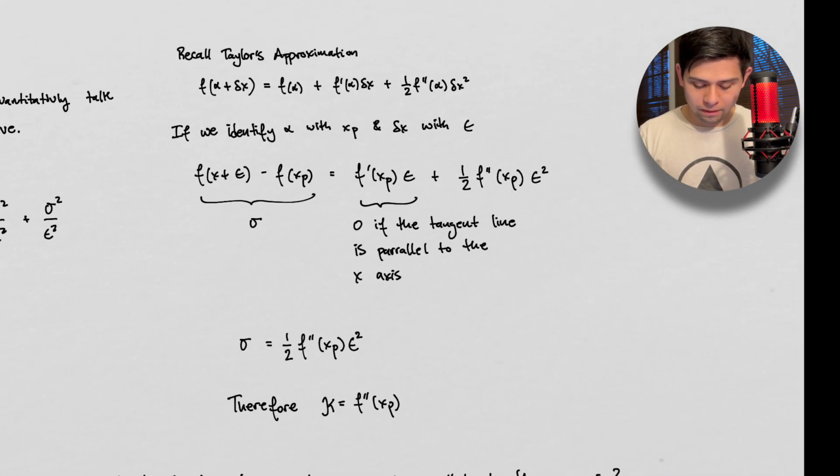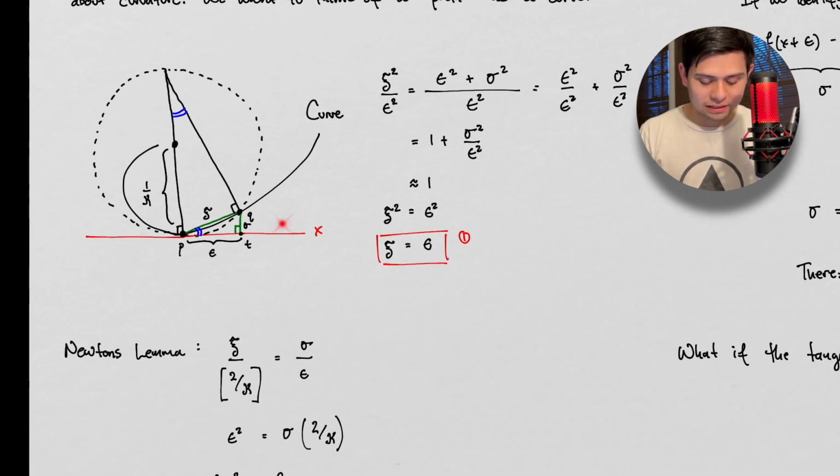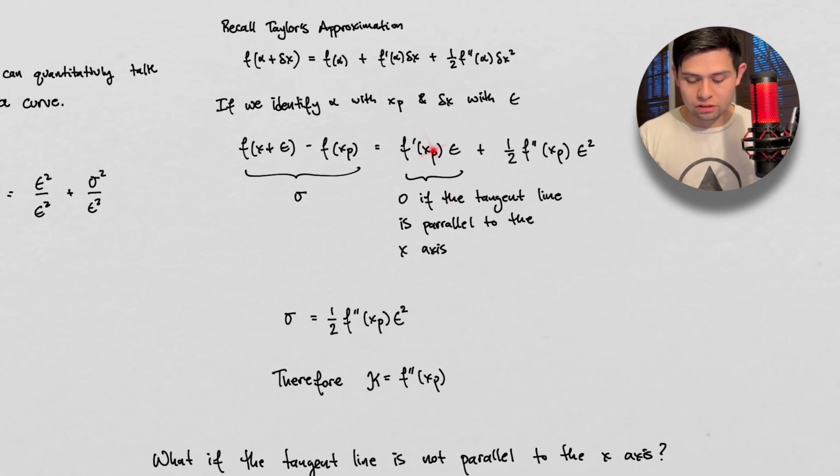But before we do that, we see this here. This is going to be 0 if the tangent line is parallel to the x-axis. Right now we're saying that it is the x-axis, so this is going to be 0 because the derivative at that point is flat, it's constant.